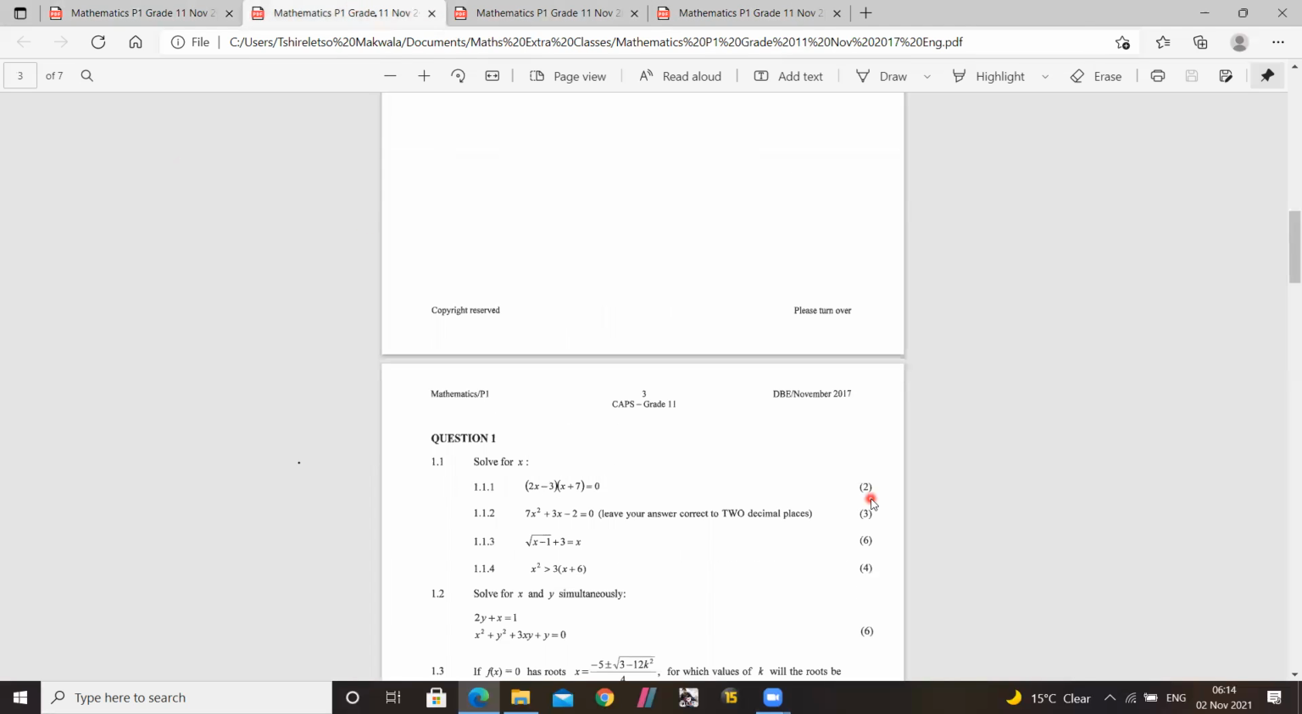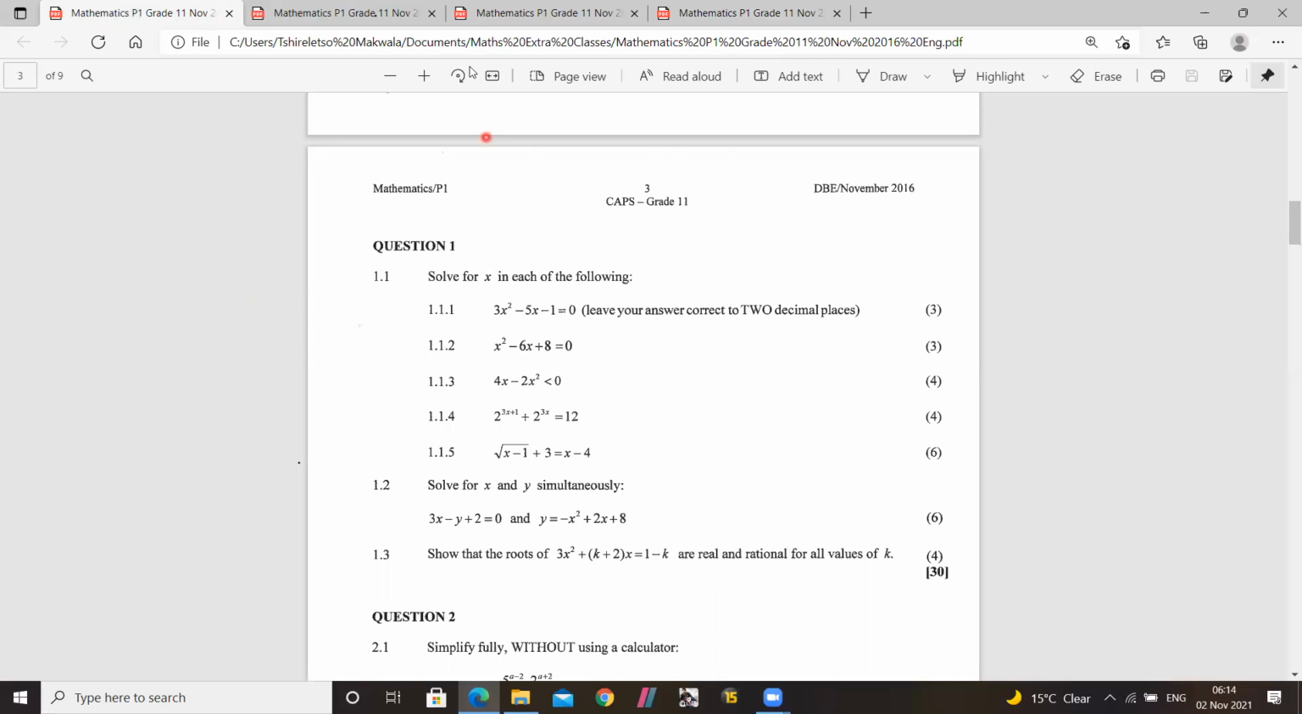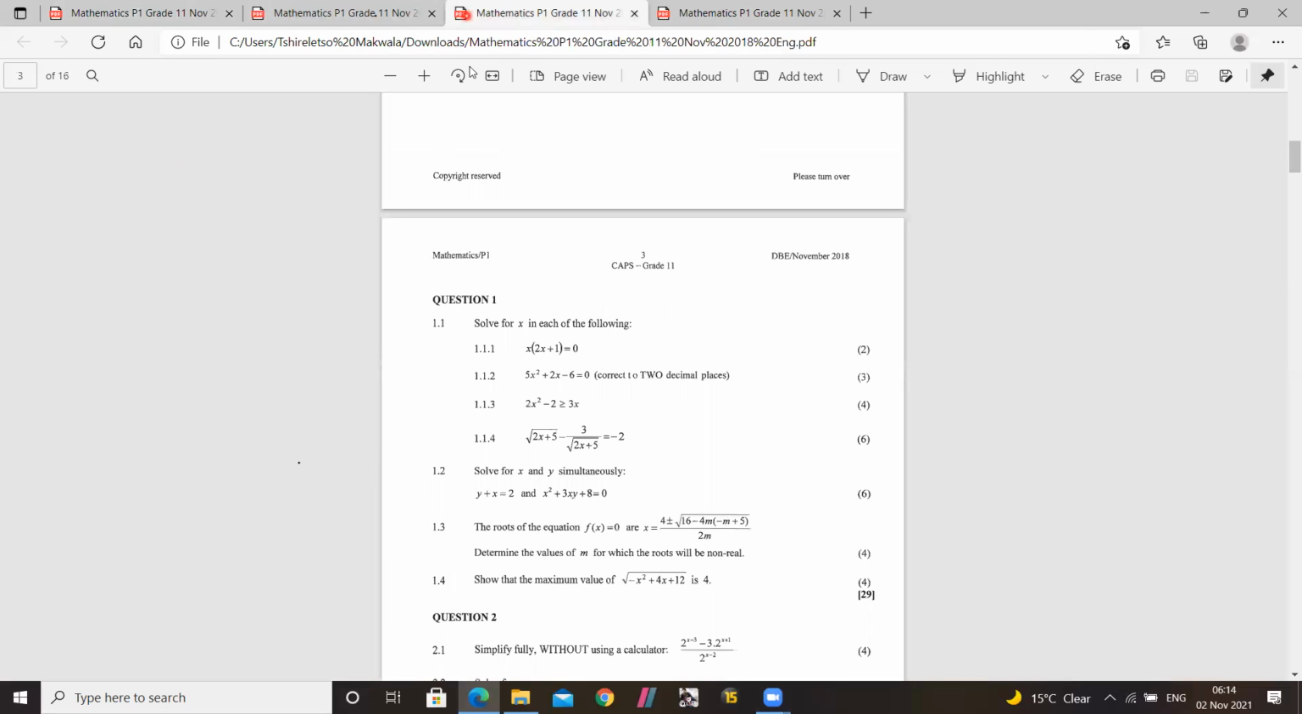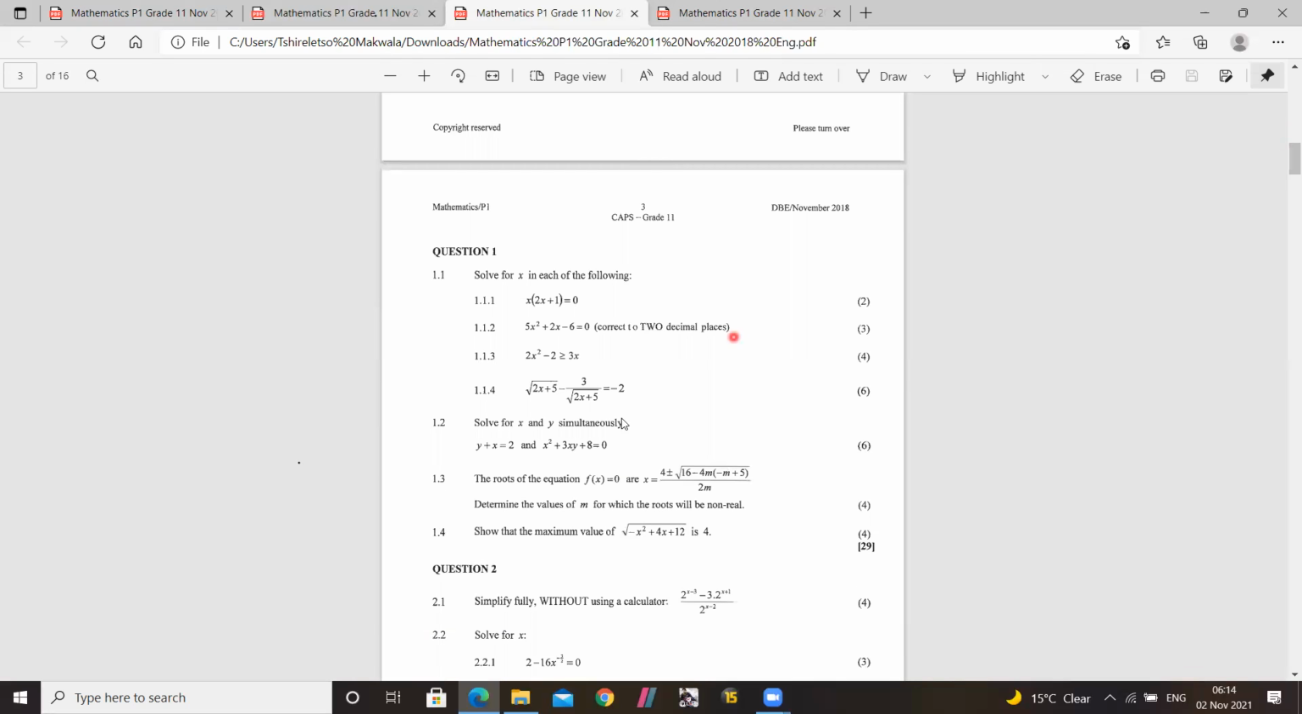1.3 will always be nature of the roots. So 1.3 is nature of the roots. Let me explain what roots are. Roots of an equation. What are the roots of an equation? Roots are basically the x-intercepts. So our roots, they mean x-intercepts. So nature of the roots means nature of the x-intercepts.